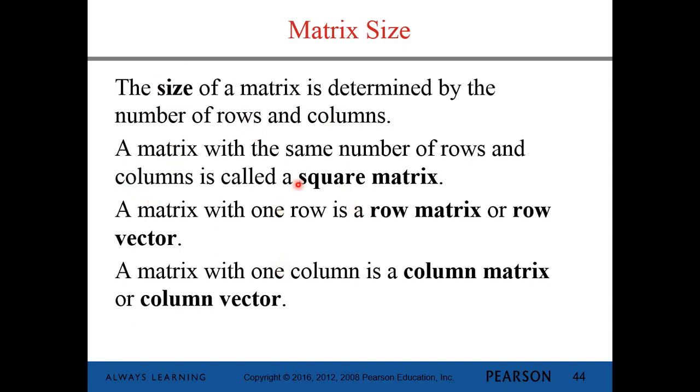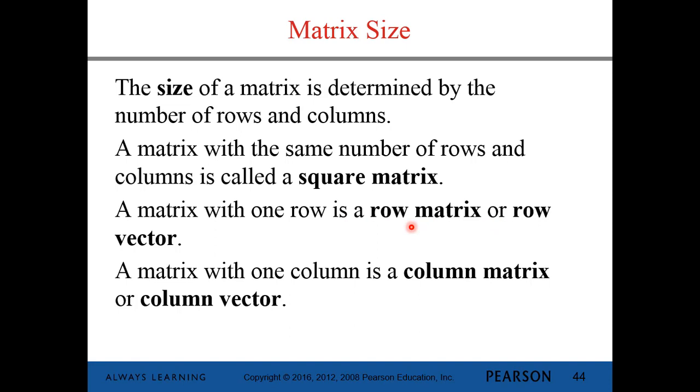Now, any matrix with the same number of rows and columns, we call that a square matrix. So like a 1 by 1, 2 by 2, 3 by 3, those are all square matrices. Now a matrix with one row is just going to be called a row matrix.